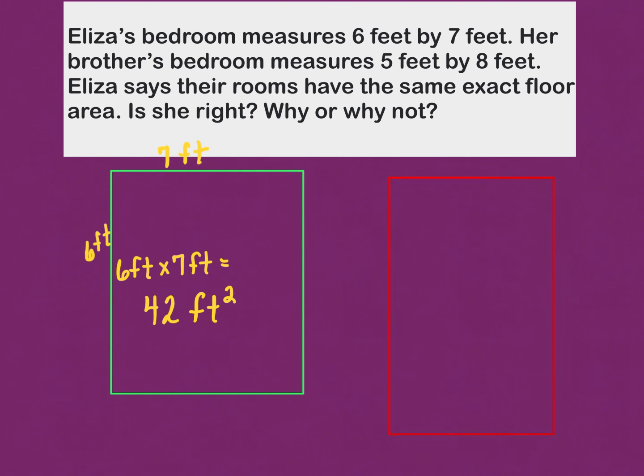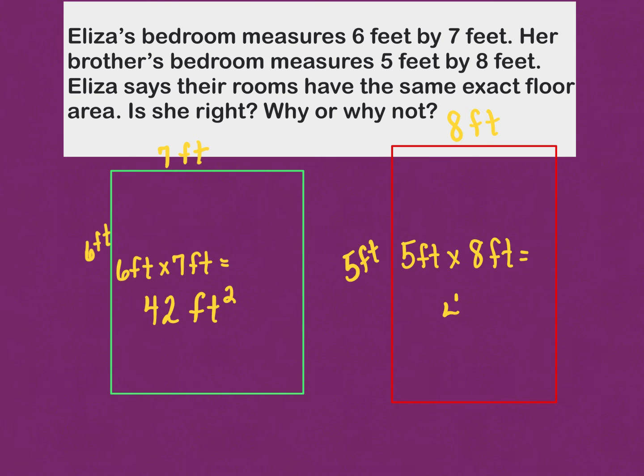Now let's draw a picture of her brother's bedroom. Eliza's brother's bedroom is 5 feet by 8 feet. We know again that we can multiply the side lengths to get the area. So 5 feet multiplied by 8 feet equals 40 square feet.